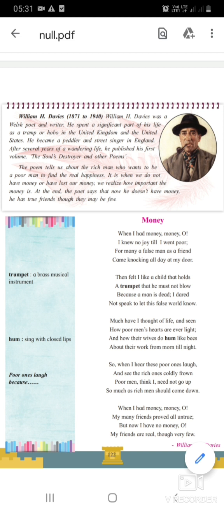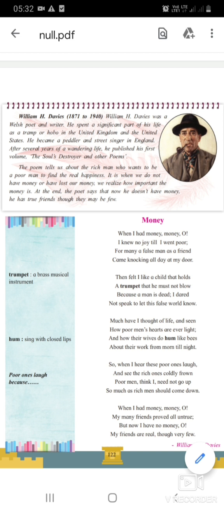See the third and fourth line. For many a false man as a friend came knocking all day at my door. There is a figure of speech, hyperbole. Why? How is it possible that friends came knocking at your door all day continuously? No, it is not possible. So, the figure of speech is hyperbole because this statement is an exaggerated statement. Okay. So, how will you write the explanation of this figure of speech? This is an exaggerated statement.